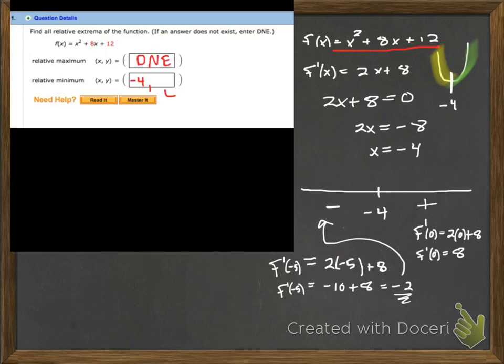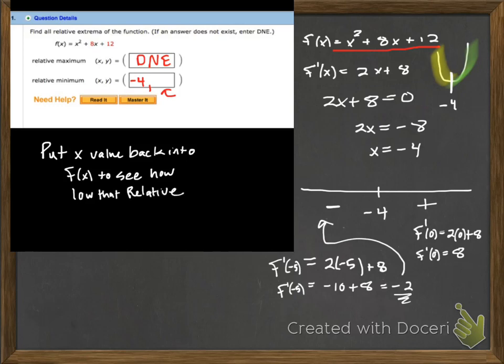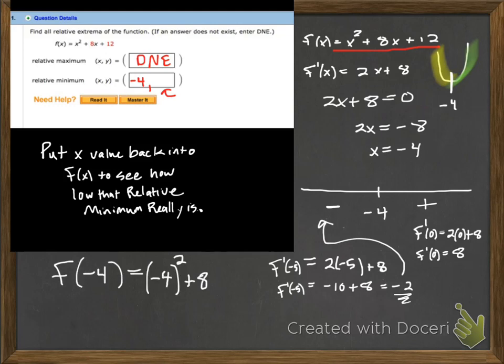Well, that's only part of the story. That first means we don't have a maximum at all, so you put DNE in there. The relative minimum is (-4, whatever our output is of the original function), not the derivative, the original function. So put the x value into that original f of x. We're going to call it y when we call it a coordinate point. See how low it really is. Where is that relative minimum? What's it located at?